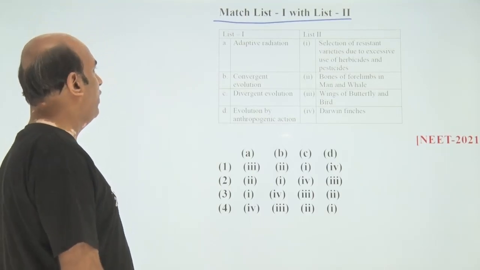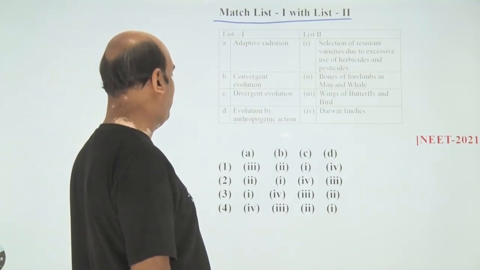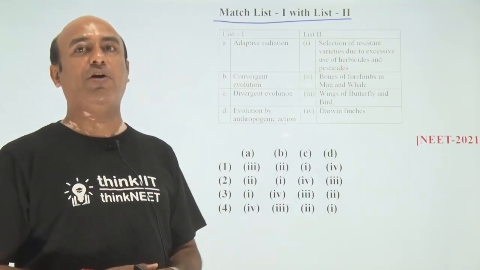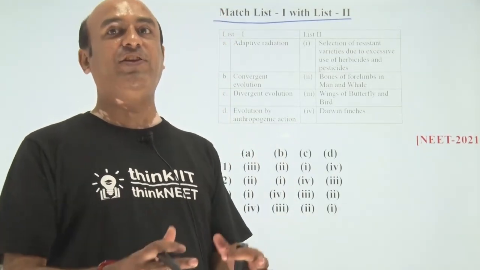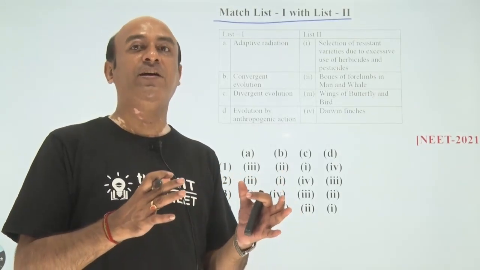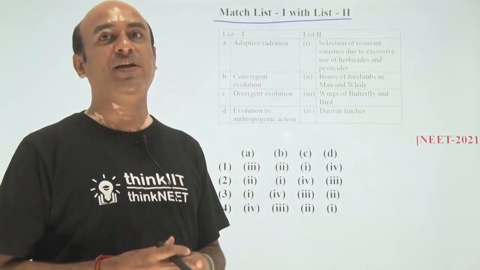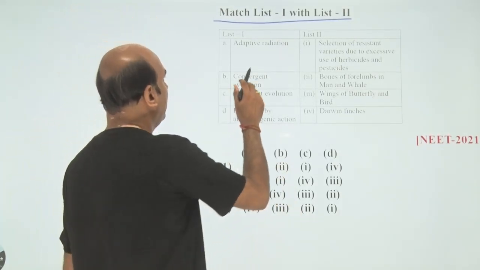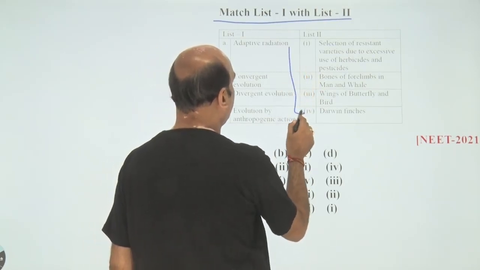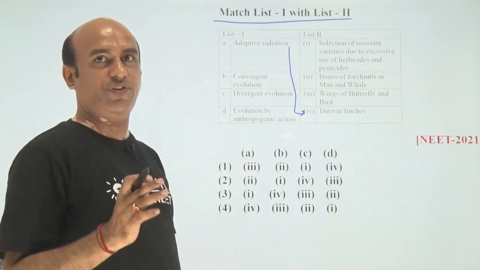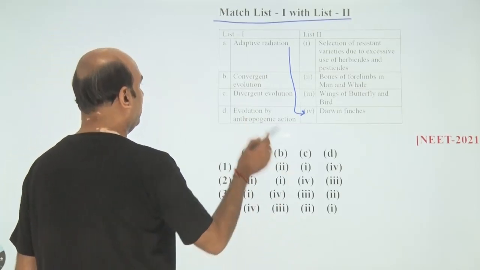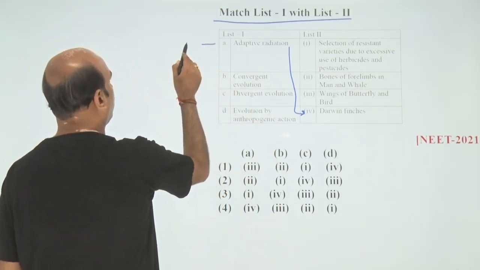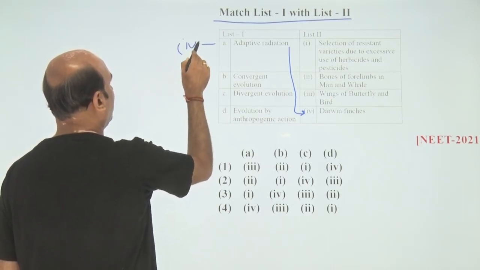Now student, if we are talking about adaptive radiation, we know that the best example of adaptive radiation is seen in the Darwin finches, in which we see the different types of beaks in the finches. So adaptive radiation belongs to the Darwin finches, which is the best example of this phenomenon. So here A is matching with 4. I am writing here A is matching with 4.